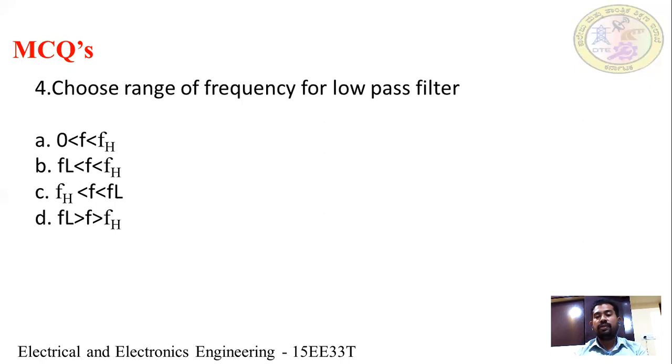Choose the range of frequencies of the low pass filter. Options given: option A, 0 less than f, which is less than fh; option B, fl less than f, which is less than fh; option C, fh less than f, less than fl; and option D, fl is greater than f, which is greater than fh. Let us check the answer. It is option A, 0 less than f, and it is less than fh.